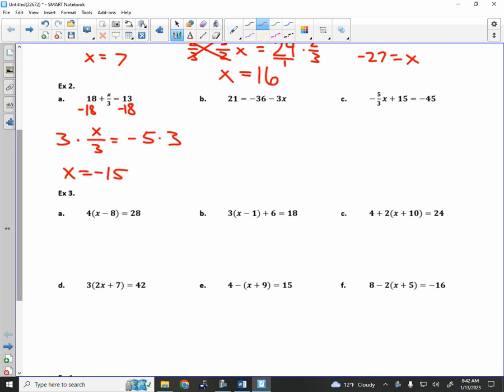Letter B, start by doing what to both sides? Yep, add the 36. And I get 57 is equal to negative 3x. Divide both sides by negative 3. And if you have to take out your calculator for that, that's fine. But you should get a negative 19 is equal to x.